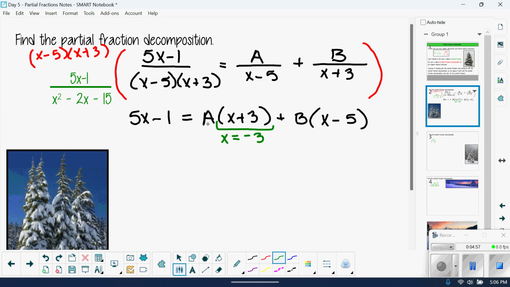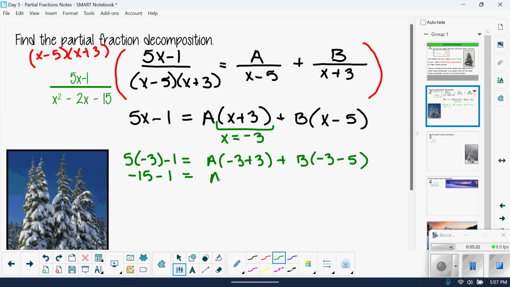So that would eliminate it. So my first time through, I'm going to let all of my x's equal a negative 3. So everywhere we have an x, we're going to replace it with a -3. And then we're just going to simplify. We've got a -15 minus 1. And we already talked about -3 plus 3 is 0. And then -3 minus 5 is -8.